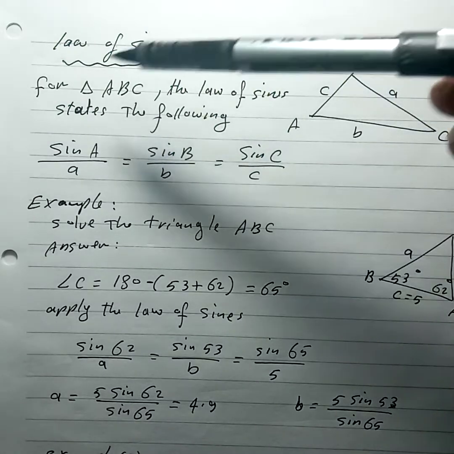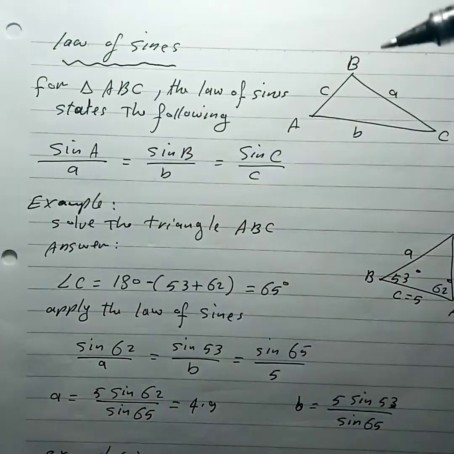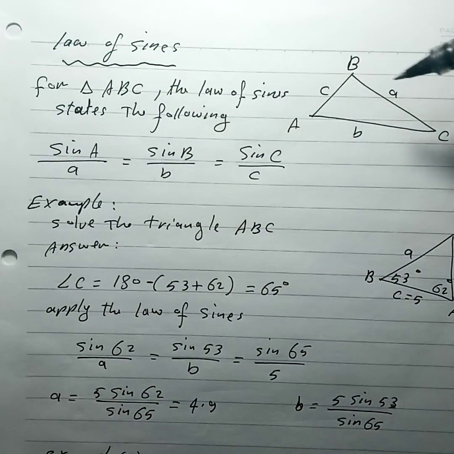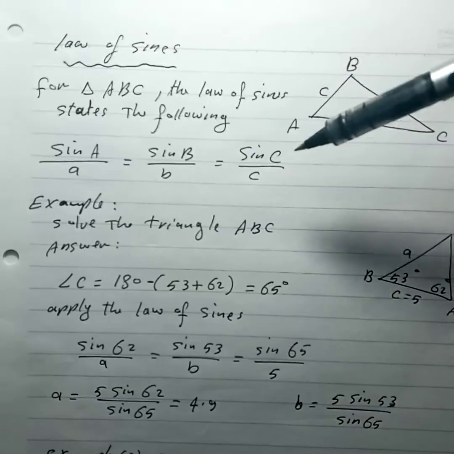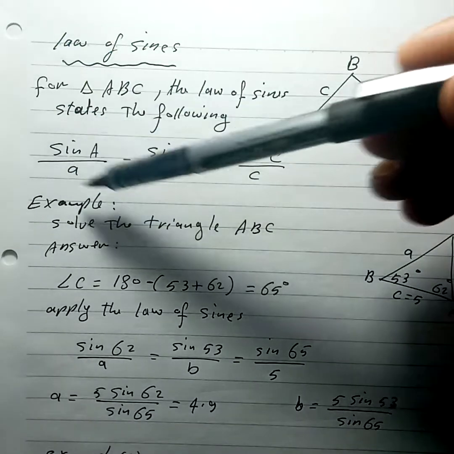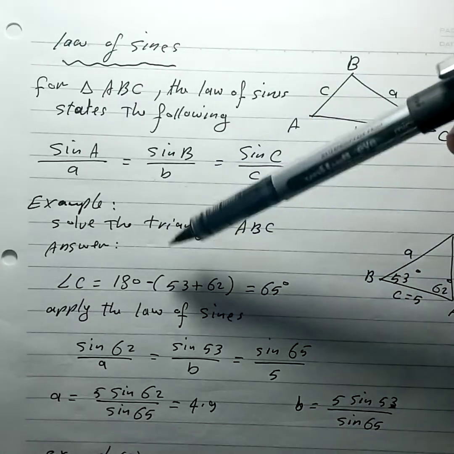I can say that the law states that sine A over a, meaning sine of angle A over the side a, equals sine B over b, equals sine C over c. This is the law of sine. How can we use it? Look at this example.